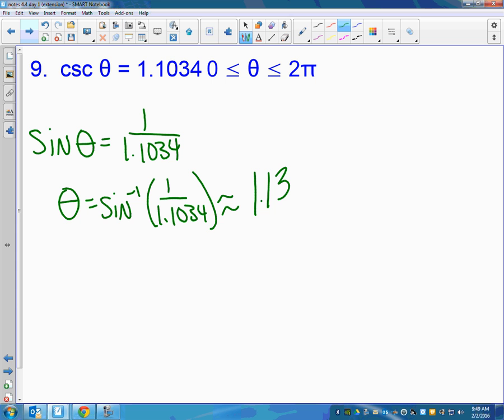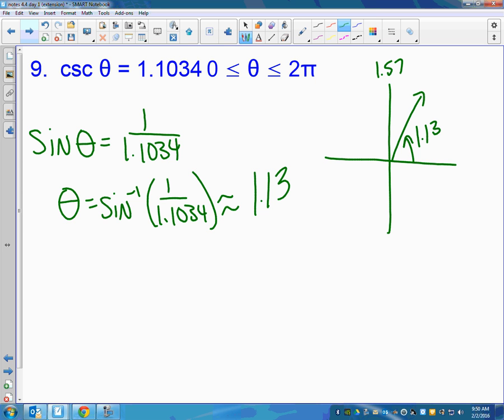I got 1.13 on my calculator. What quadrant should that be in? 1, and it should make sense. Sine is positive in quadrant 1, so that makes sense that I got an answer in quadrant 1. This was 1.57, so 1.13. Again, it doesn't matter how accurate that is. It just helps me to draw the picture to think about this is 1.13.